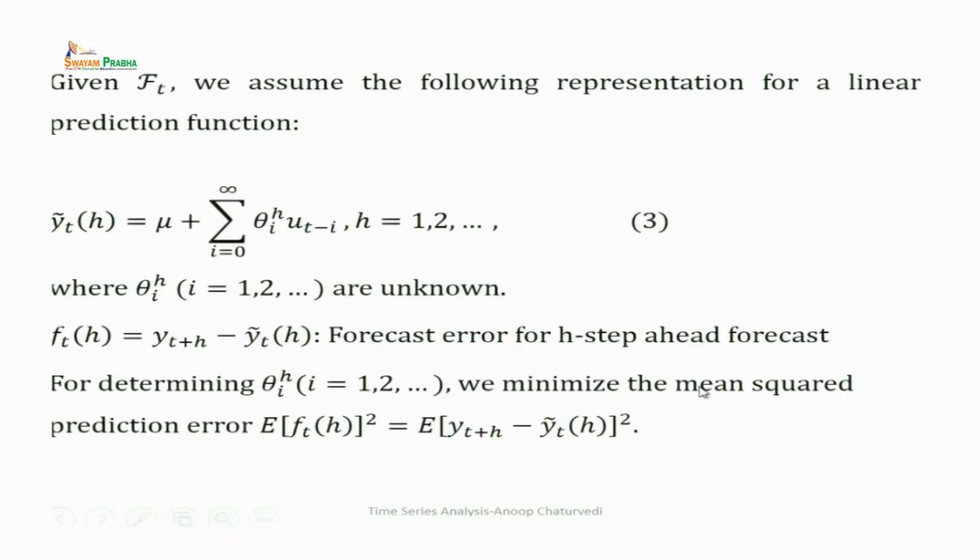Now, given the information up to time t, we assume the following representation for the linear prediction function: y curl t h is equal to mu plus summation i equal to 0 to infinity of the coefficients theta i h u t minus i. So, this is the predicted value of y t plus h using the information up to time t, and you have to obtain the values of these coefficients.